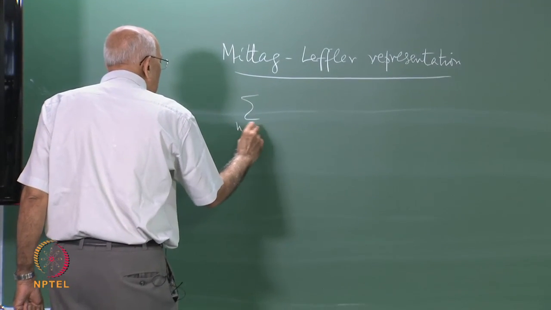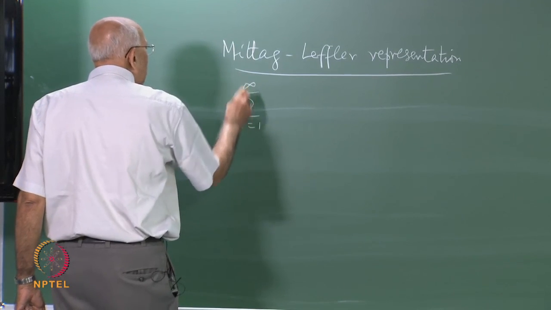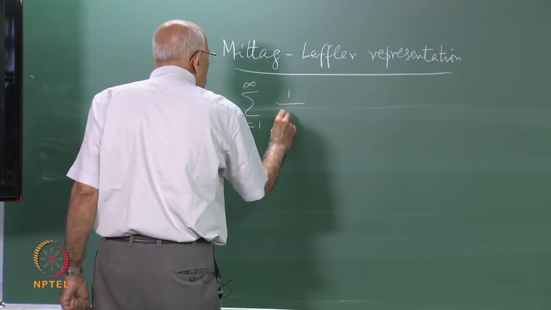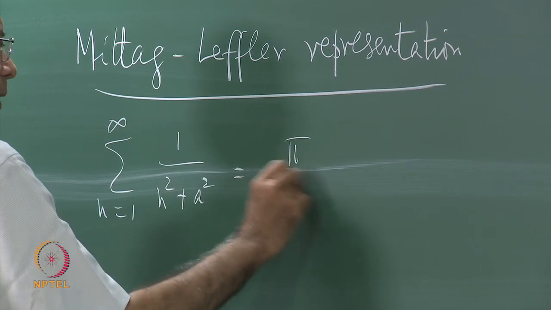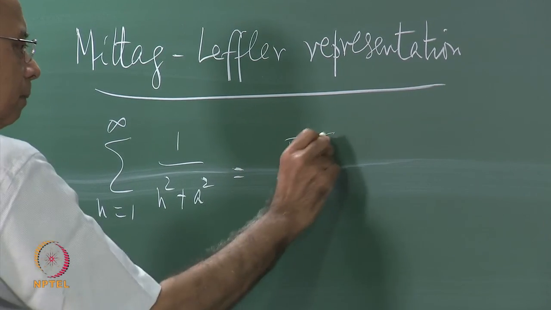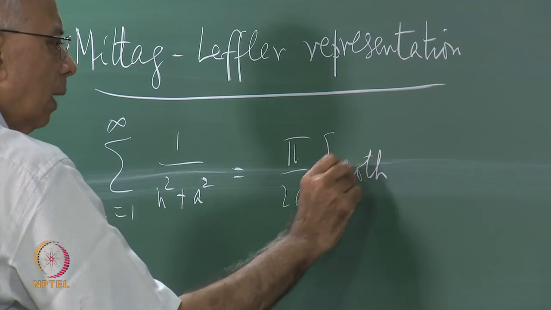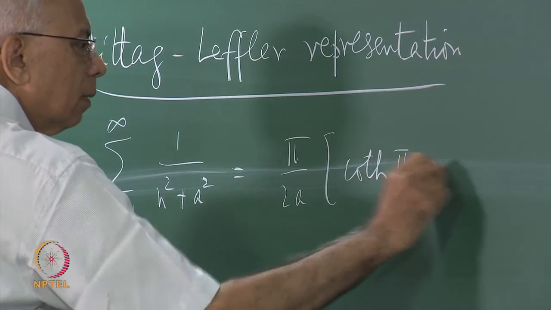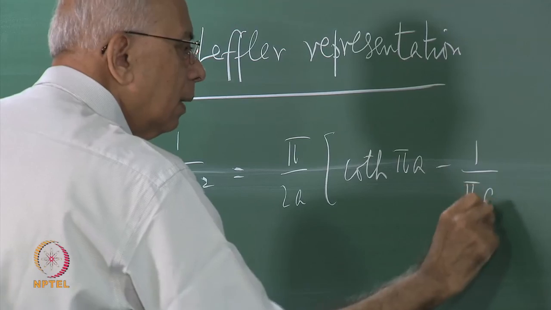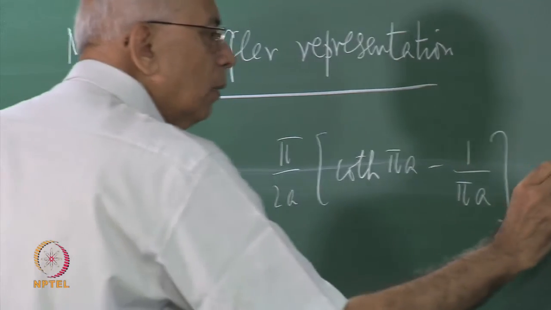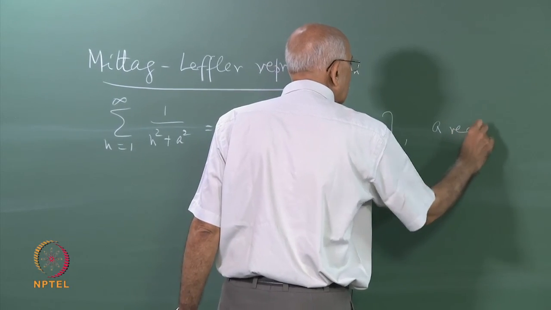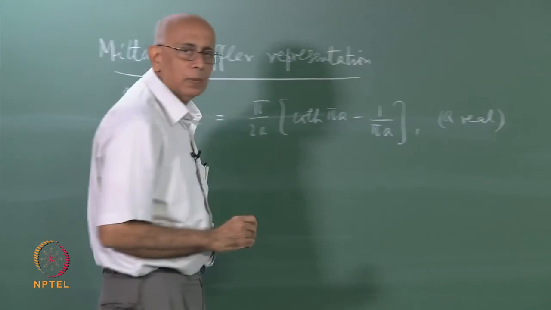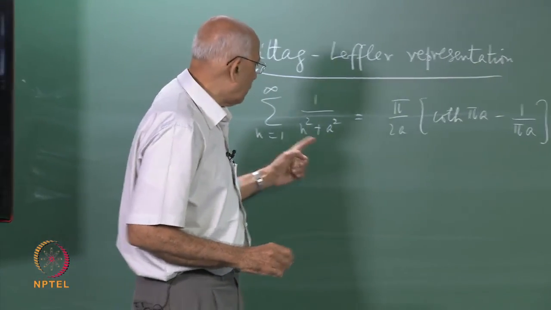Remember, we showed that the sum from n equal to 1 to infinity of 1 over n squared plus a squared was equal to this famous Langevin function, coth(pi a) minus 1 over pi a, and I said a was a positive or a real constant, so that this did not blow up at any point.